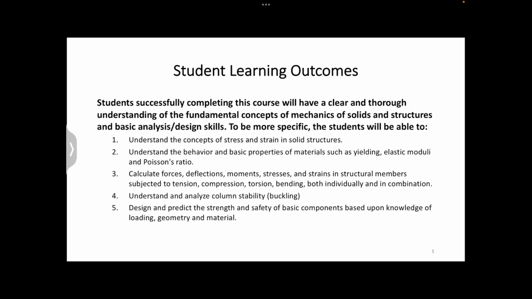Number three, you will be able to calculate forces, deflection, moments, stress, and strain in structural members subjected to tension, compression, torsion, bending, either separately or in combination. Number four, you will be able to understand and analyze the stability of columns. Number five, you will be able to design and predict the strength and safety of basic structural components.